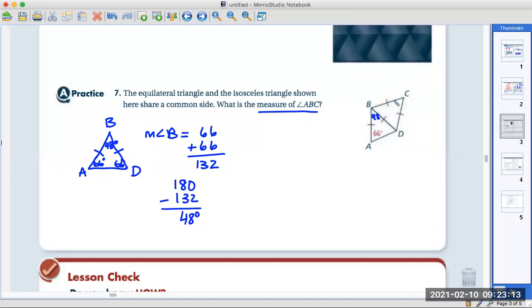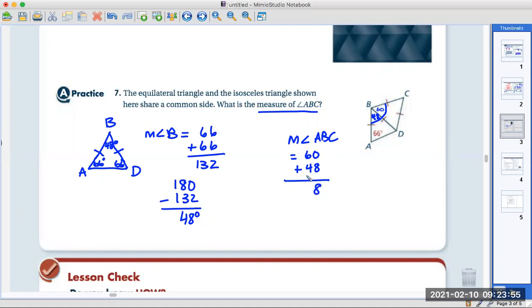What's this angle? This triangle here is an equilateral triangle. So all angles are 60 degrees. So 60. So the whole angle, measure angle ABC equals 60 plus 48. Remember, the sum of the parts is the total.